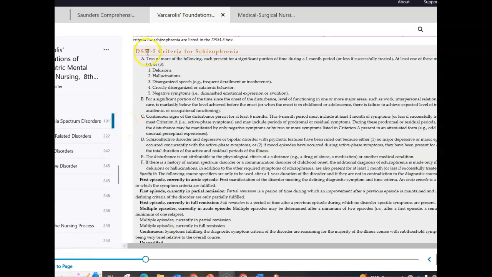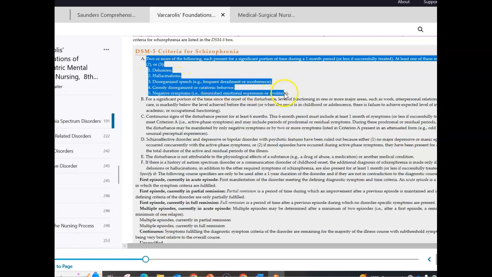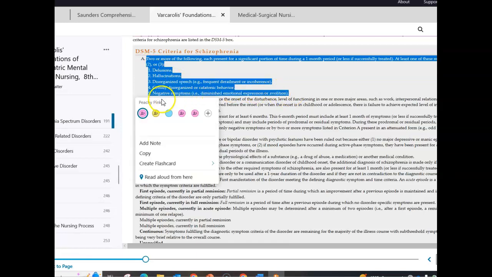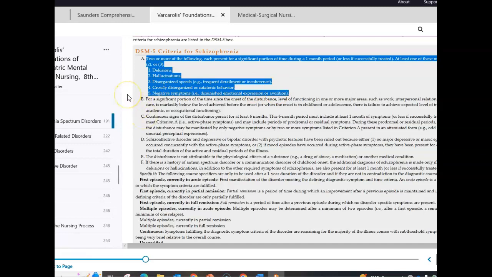I do not expect you to memorize the DSM-5 criteria, but I do want you to skim through it and know that to really be diagnosed with schizophrenia, we do expect to see 2 or more of the following, and it needs to be for a significant portion of time during a 1-month period. So it's not just a one-time thing clients present with. It's an ongoing, significant portion during that month period. And we want to make sure that it's not caused by any type of medication or substance.